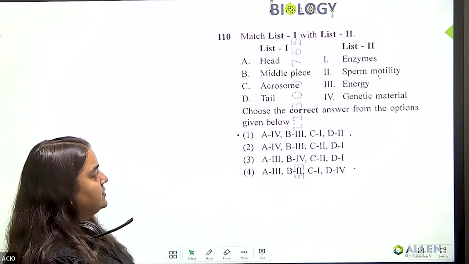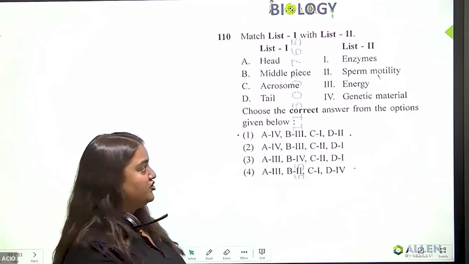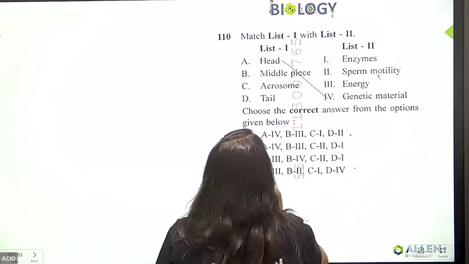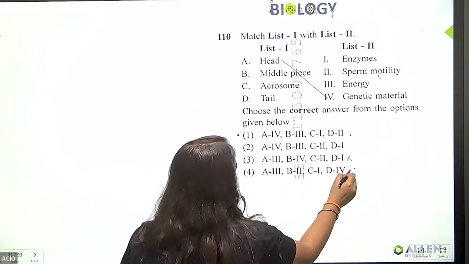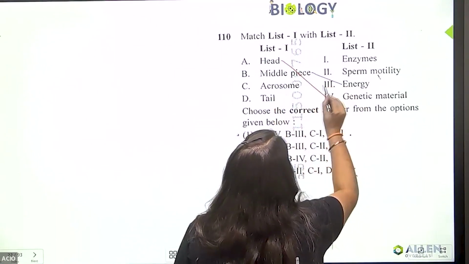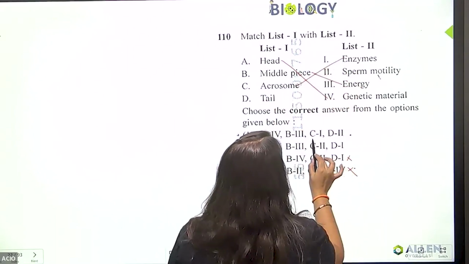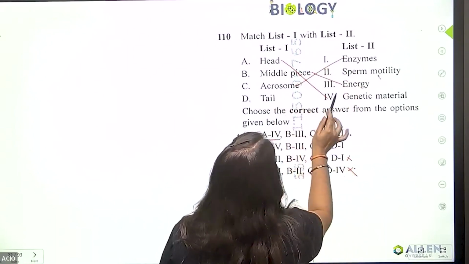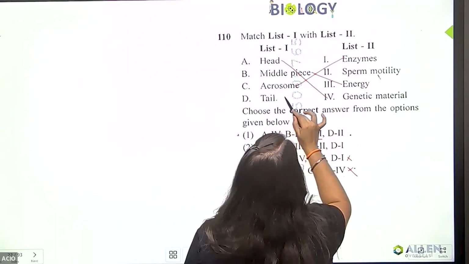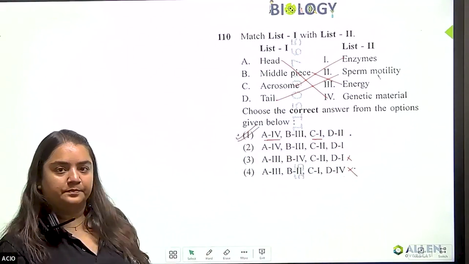Next, this is from human reproduction, the structure of the sperm, and we have to match. Let's see. Head has the genetic material, so A goes with 4. Acrosome has the enzymes, so C goes with 1. B goes with 3. Middle piece goes with energy. Tail goes with sperm motility. So answer number 1 is the best answer.